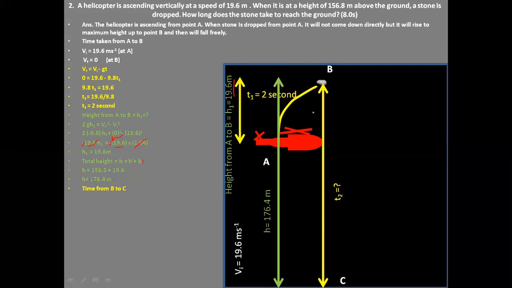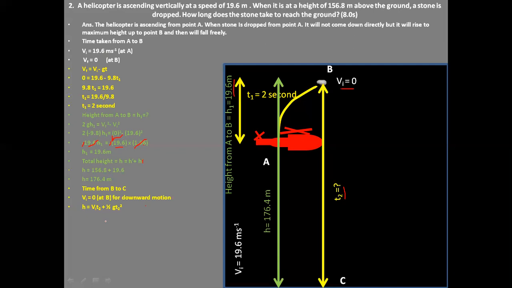How much time will it take from point B to point C to the ground? We have to calculate T2, the time taken from point B to point C. That is our requirement also. From here we take the initial velocity, because we are starting from here. Because it is starting from the top, the initial velocity is taken to be 0. For the downward motion we are using the second equation of motion, which says h is equal to vi into t2 plus half into g t square.